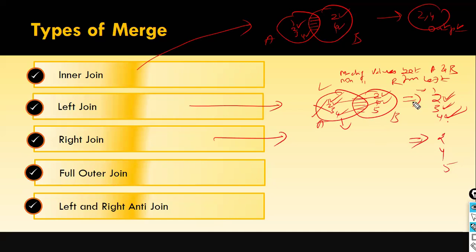The right outer join is the opposite. The matching values from the two data sets are 2, 4, 2, 4. The non-matching value from the right side table is 5. Am I correct?